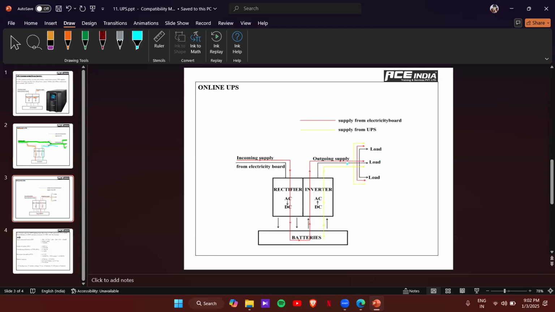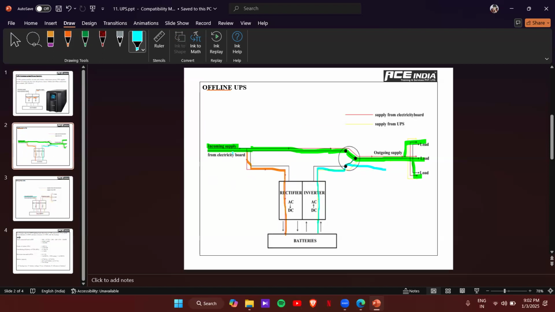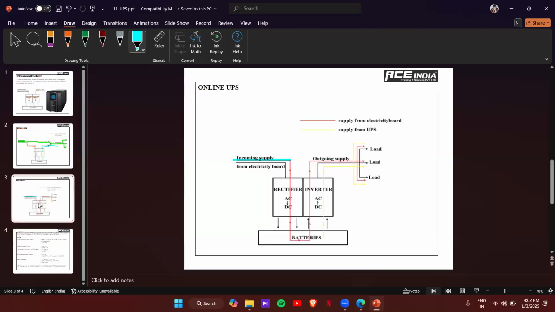In the online system, first, the supply will be coming from the EB side. Then it will directly go to the UPS system. In the offline case, it is directly going to the load, and using a tap we are charging the battery. But here there is no such thing. It will directly go to the UPS system. From the UPS, first the rectifier will convert AC to DC and store it in the battery. Then it will go to the inverter, which converts DC back to AC. From here, it is going to the load.